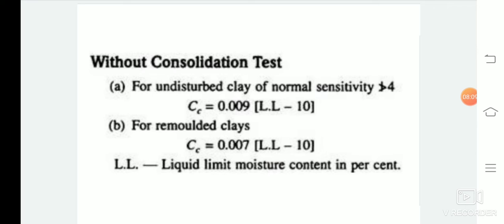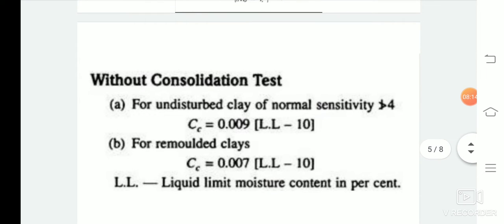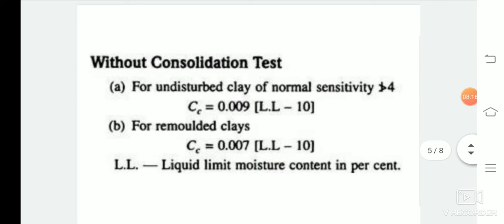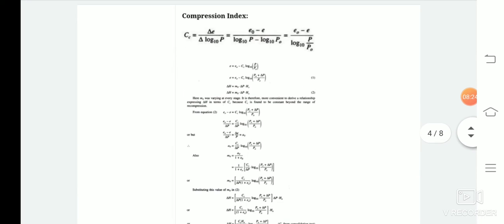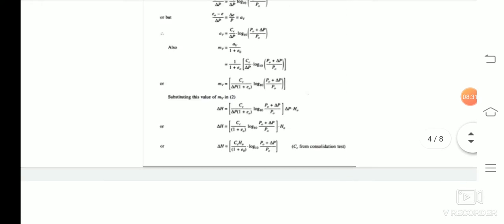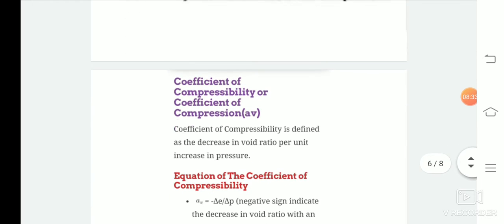That means whenever we don't have any graph or e-log P relationship for finding the compression index, we can easily use this formula depending upon the type of soil. For the other formula for settlement, we need the value of mv. So what is mv? Let us go and study.